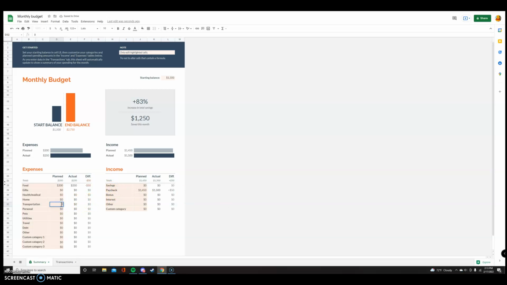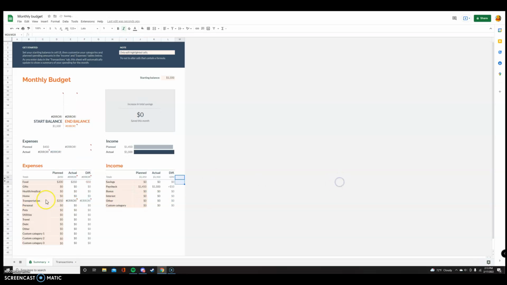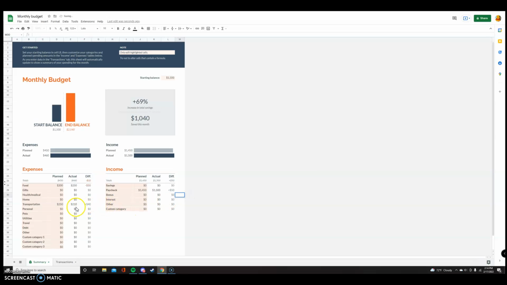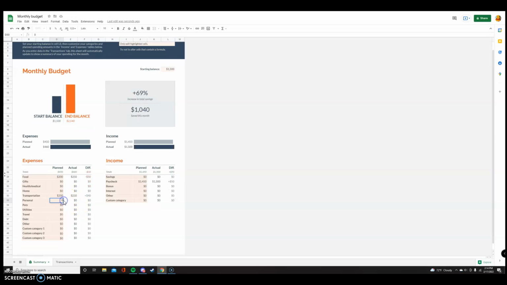Transportation, I try to spend around $250. Usually I'll spend like $210 because the gas price is going up. So I usually save $40 on gas from planned.